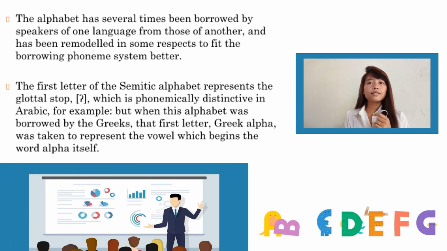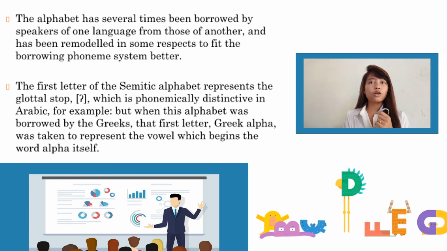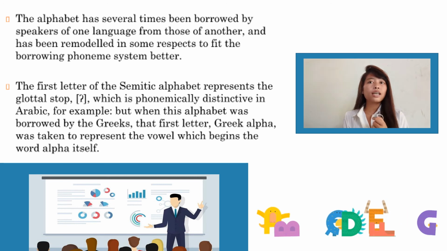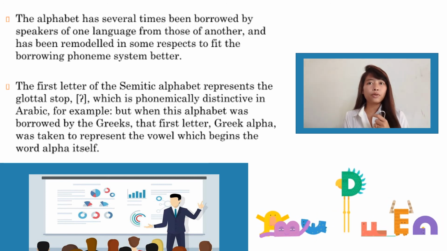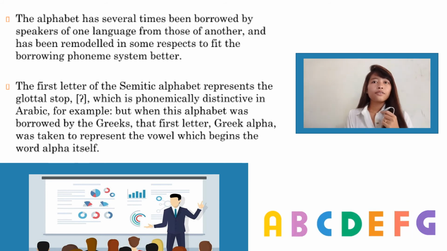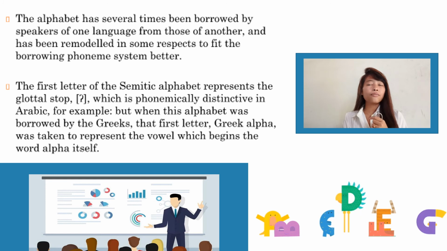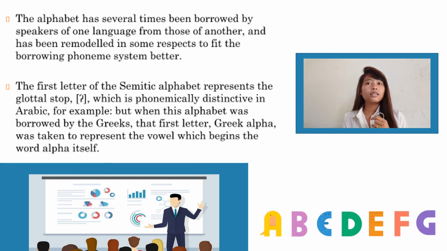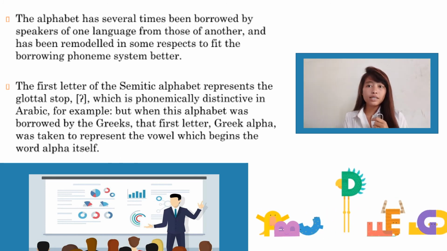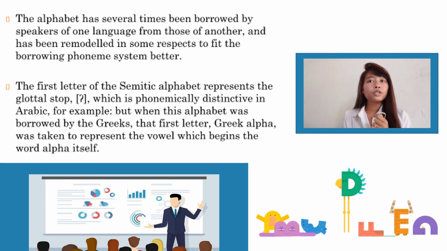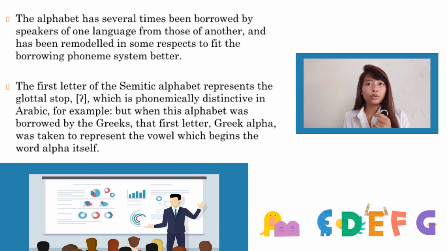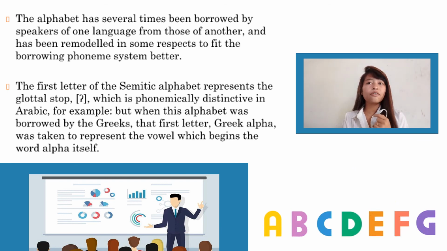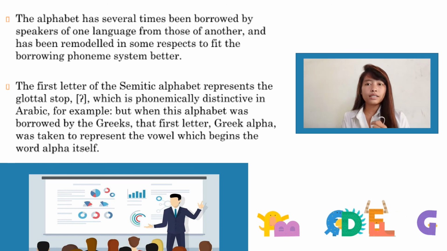The alphabet has several times been borrowed by speakers of one language from those of another, and has been remodeled in some respects to fit the borrowing language's phoneme system better. The first letter of the Semitic alphabet represents the glottal stop, which is phonemically distinctive in Arabic. For example, but when this alphabet was borrowed by the Greeks, the first letter, Greek alpha, was taken to represent the vowel which began the word alpha itself.